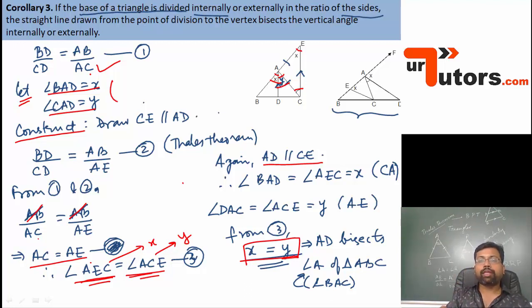So in a triangle, the angular bisector of the vertical angle is going to divide the base in the ratio of the sides. And if a line divides the base in the ratio of the sides, then that line is going to be the angular bisector. This is what corollary 2 and 3 mean.